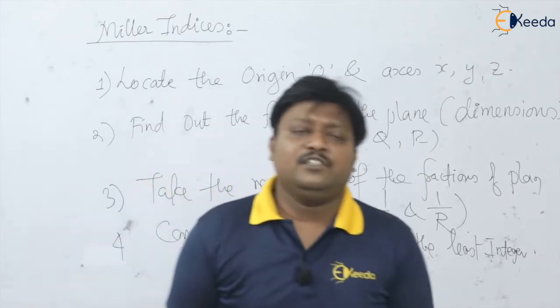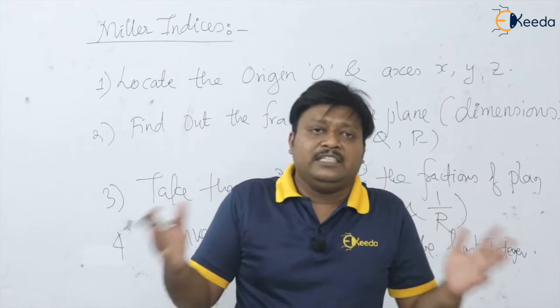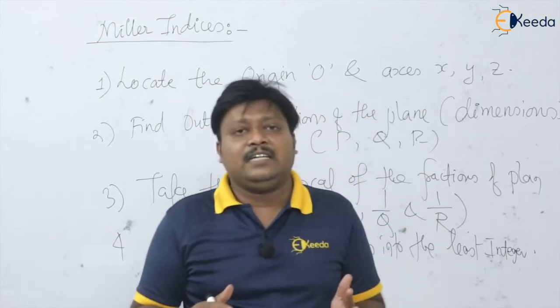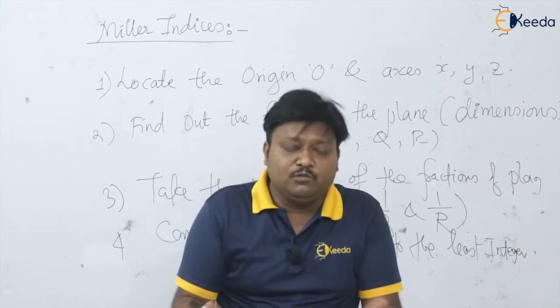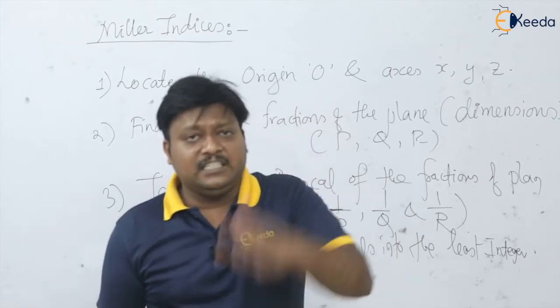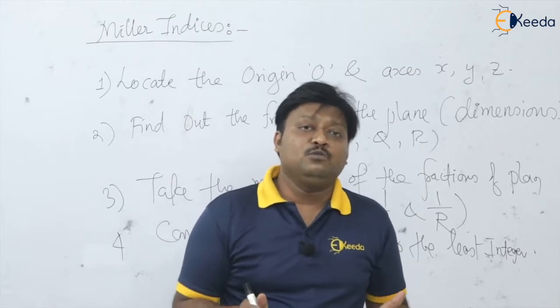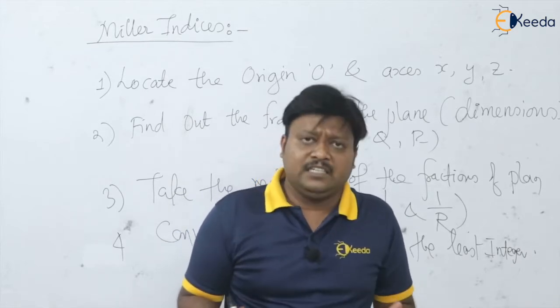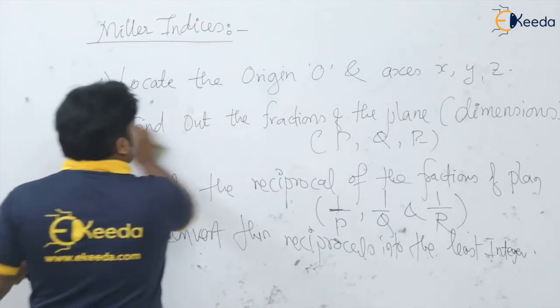So very simple. First of all, what to do? We should have the origin and three axes x, y, z. On that, we should find the dimensions of the plane, or fractions or intercepts of the plane. Then take the reciprocal of those intercepts and finally convert it into the small integers. Okay, so let us take an example. Let us take some example.